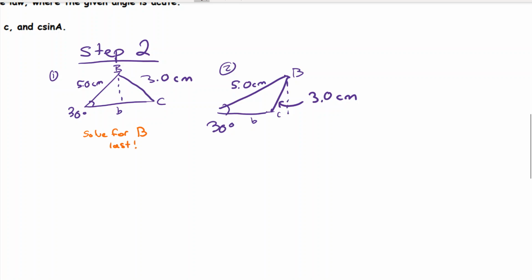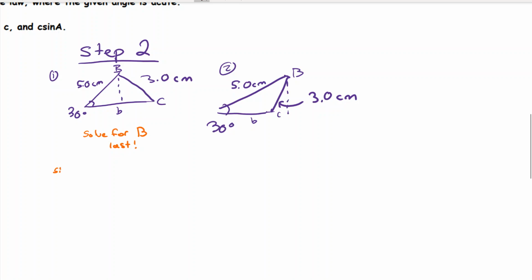And here I need to solve for C last, but we're actually going to be able to solve for C once we have solved for C in triangle 1. So I'm just going to solve triangle 1 first. Let's have a look at that. So first, let's look for angle C. To find angle C, I'm going to use sine law.